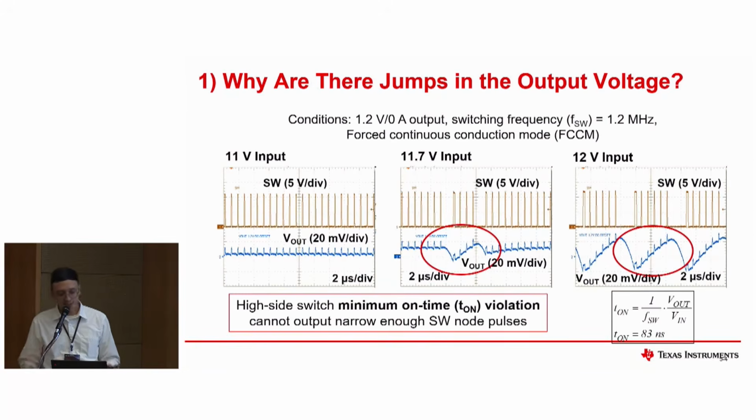So actually the answer here is the minimum on time. There's a restriction for every buck converter in terms of the on time that it can handle. As we increase the input voltage, the on time gets much narrower for the switch node, to the point that it cannot handle it anymore. The minimum on time is already being violated, and it cannot switch narrow enough for the switch node pulses. What you consider for the minimum on time is the switching frequency, the output voltage, and the ratio of the output voltage to the input voltage. As you can see here, the minimum on time is around 83 nanoseconds.